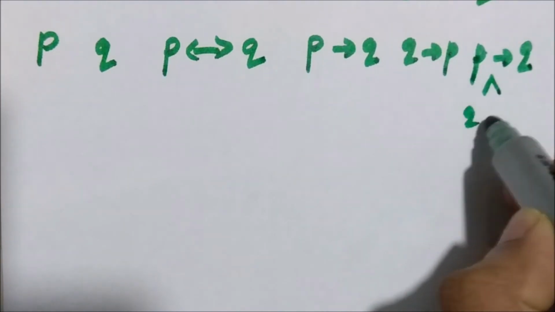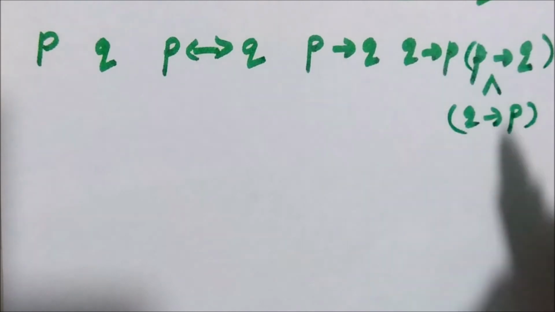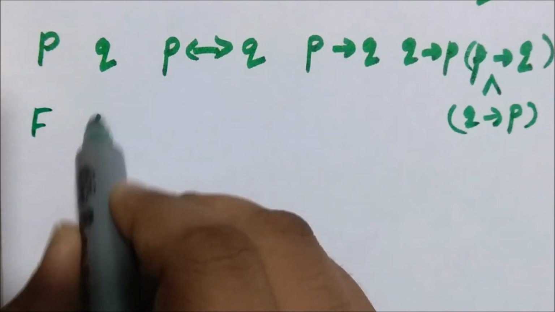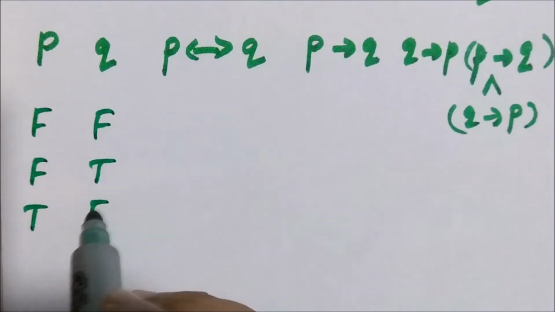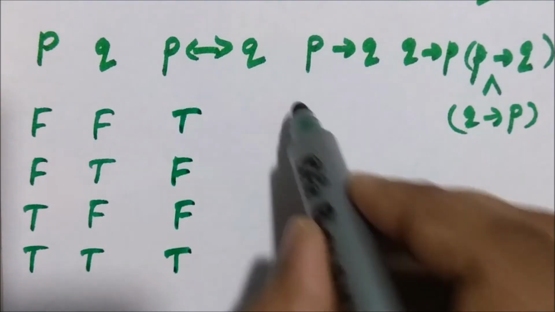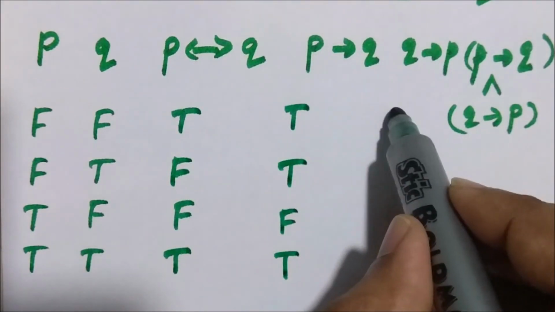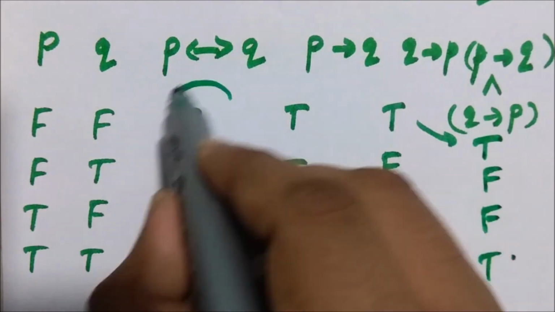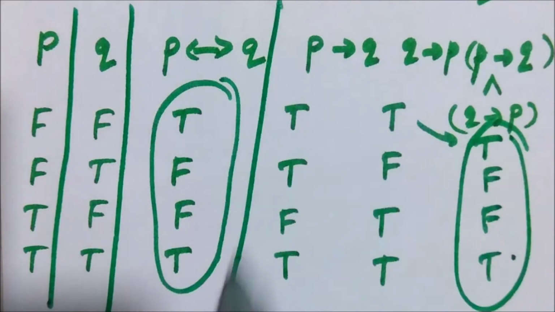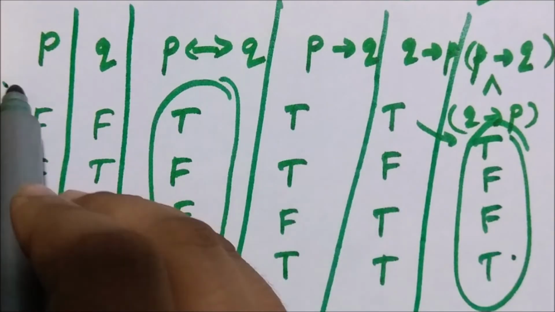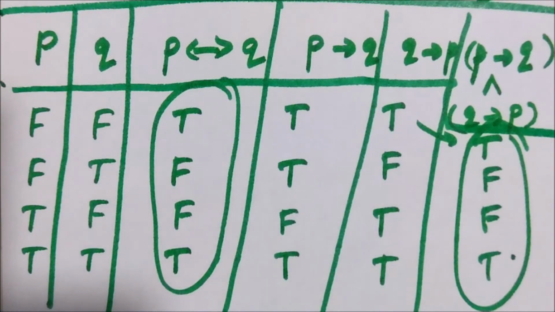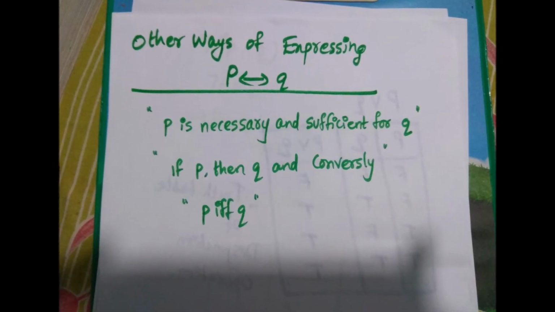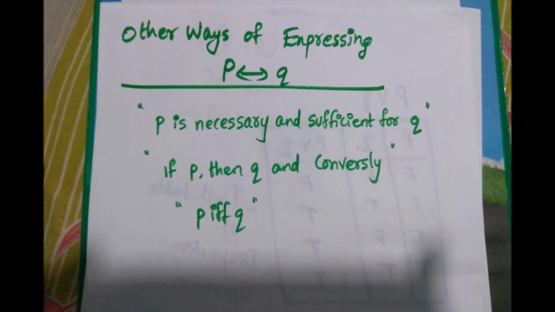We can also verify that P biconditional Q, that is P if and only if Q, is the same as P implies Q and Q implies P using a truth table. We can see that for all the possible values of P and Q, P if and only if Q and P implies Q and Q implies P have the same truth values. These are some other common ways to express P if and only if Q.